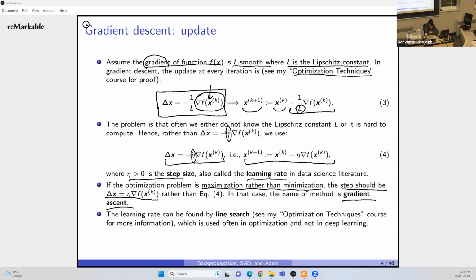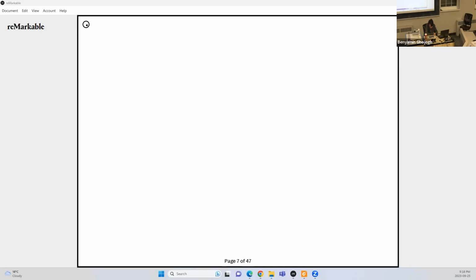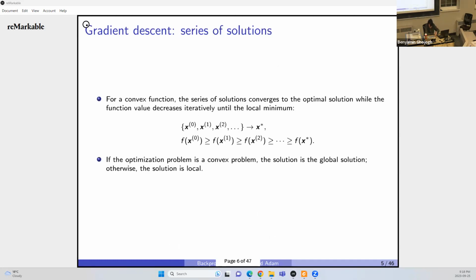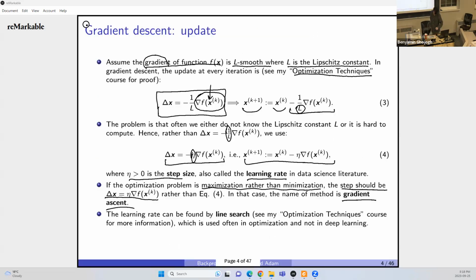By the way, the learning rate can be found by line search. I think I have talked about line search here. Let me check a bit. I might not. I don't remember. Well, if I have talked about it, we'll see that. Okay, doesn't matter. Let me briefly tell you what line search is. For more information, you can see my optimization techniques course on YouTube.